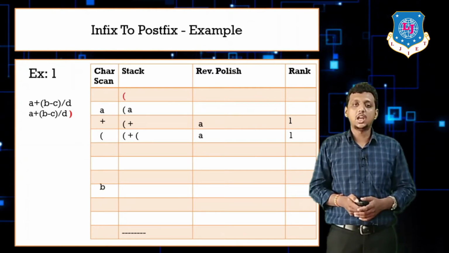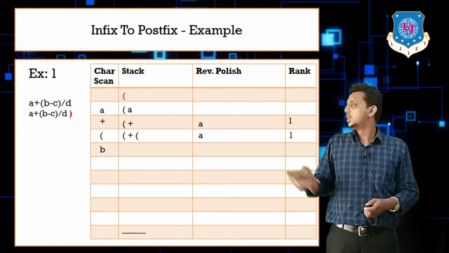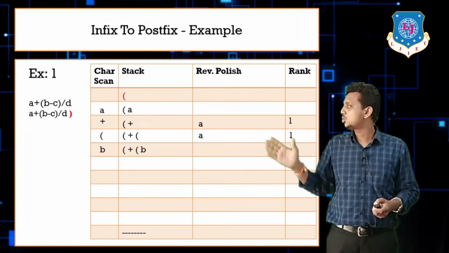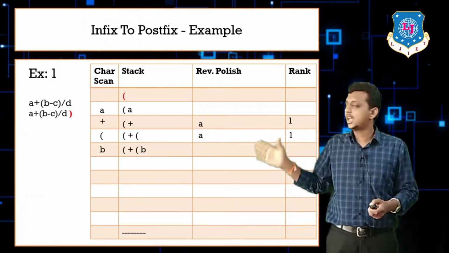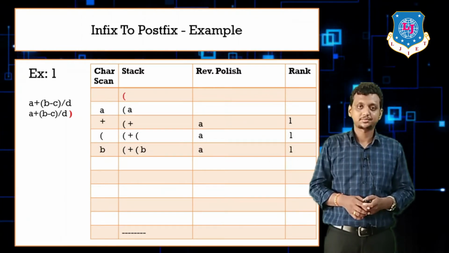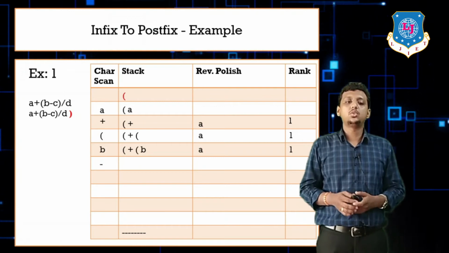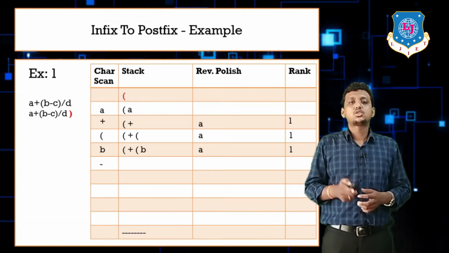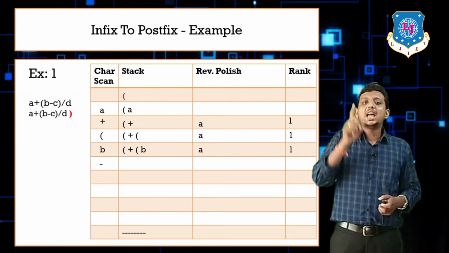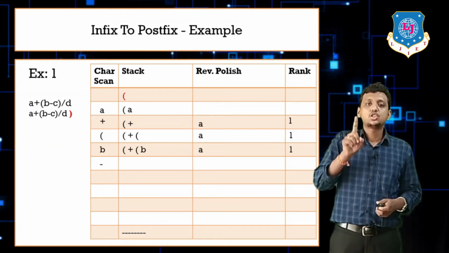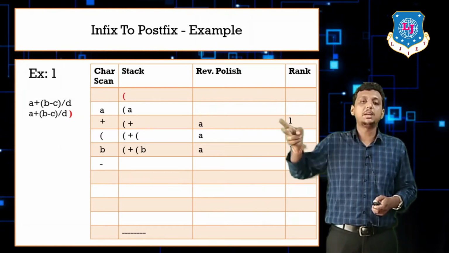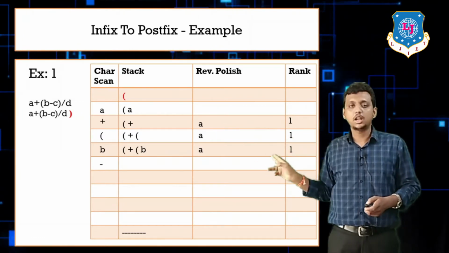Now, next we have B. B is a character, so just push it inside the stack. It goes like this: opening bracket, plus, opening bracket, and then B, and the reverse polish and rank remain as they are. Next, students, we found the minus. So just compare the minus with B. B has higher precedence than minus, so it will be popped out from the stack and appended to the reverse polish. It becomes A and B, and rank becomes 2.